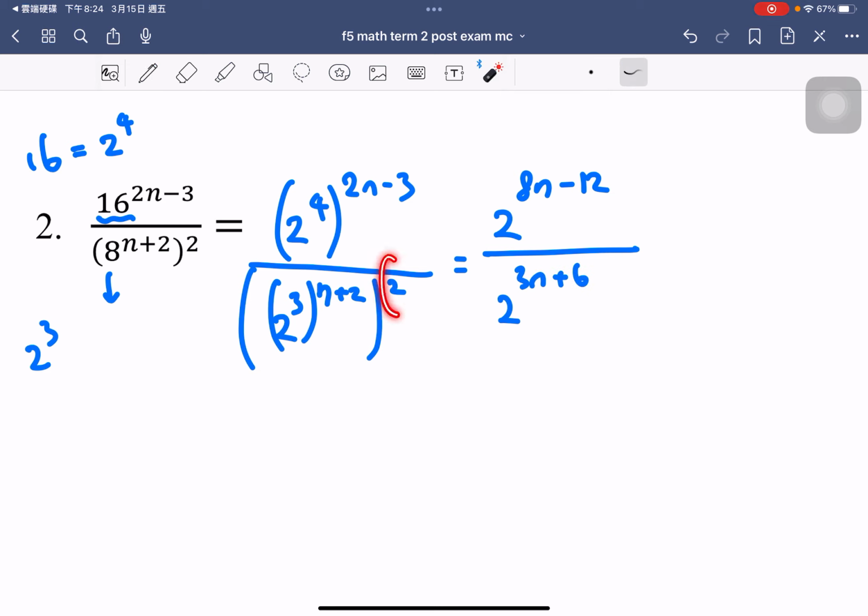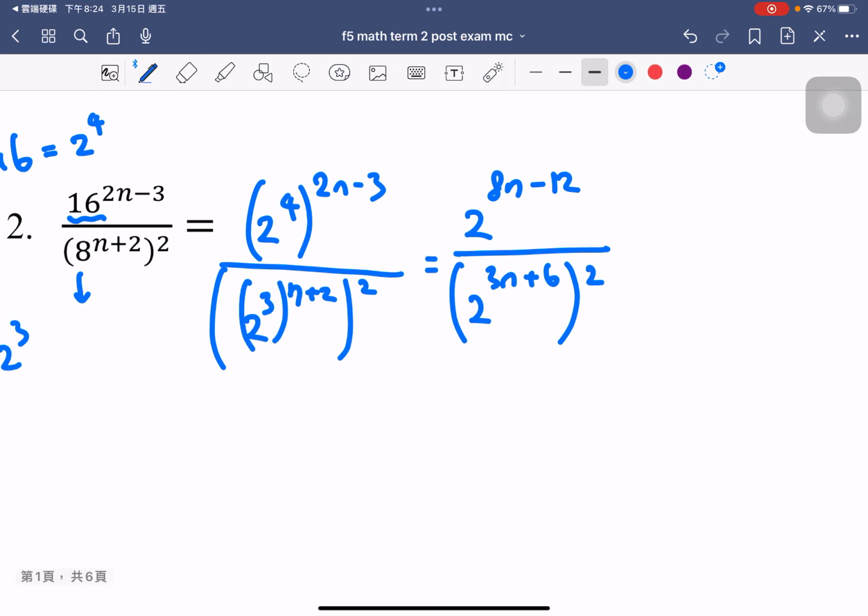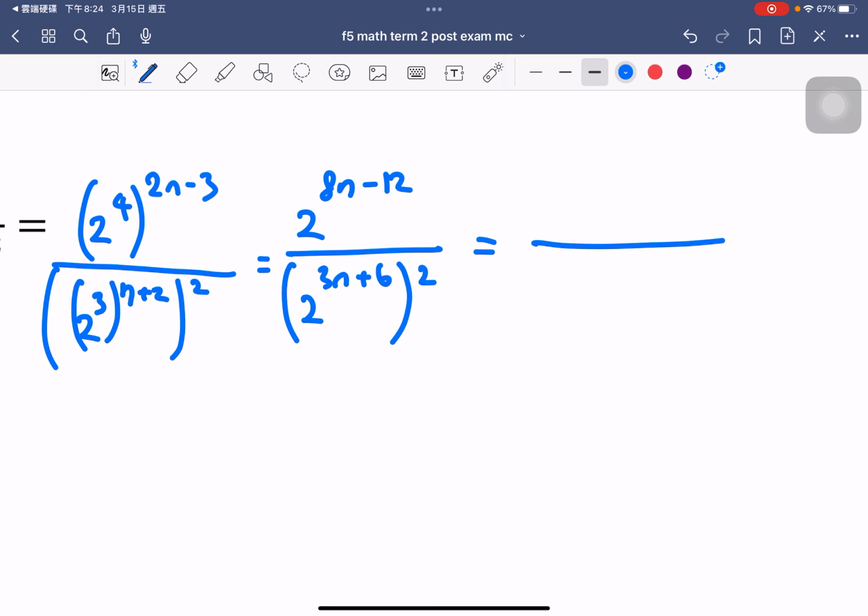But remember, there's still a power of 2 outside, so we bracket again. So we do the denominator part. A power of a power can times them together. So 2 times 3n plus 2 times 6. So it's 2 to the power of 6n plus 12. And then the numerator, just copy that down, 8n minus 12.